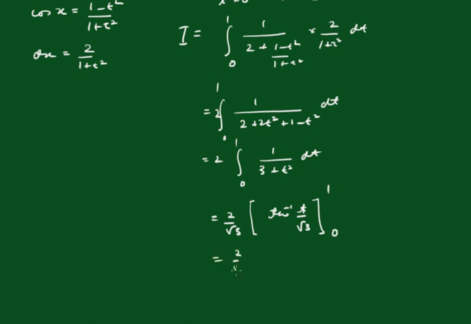And that's 2 on root 3 tan to the minus 1 of 1 on root 3 minus tan to the minus 1 of 0, which is just 0. And that's going to become 2 on root 3 times pi on 6, which is pi over 3 root 3, or if you want to rationalize, pi times root 3 over 9, or pi root 3 on 9.